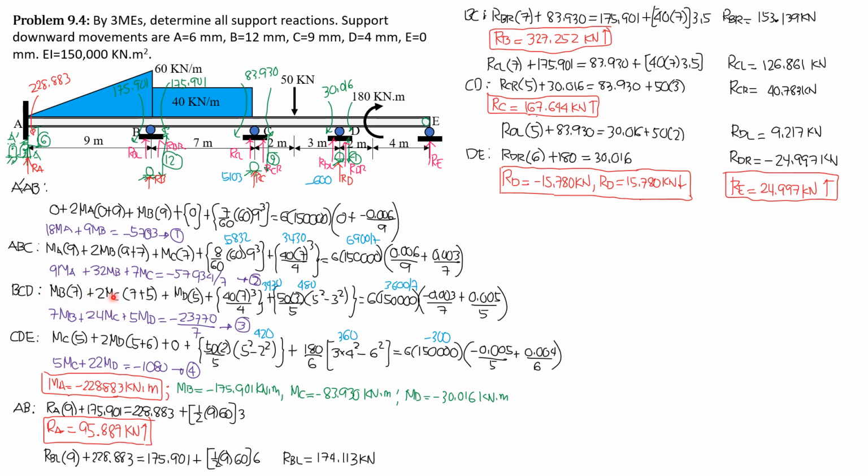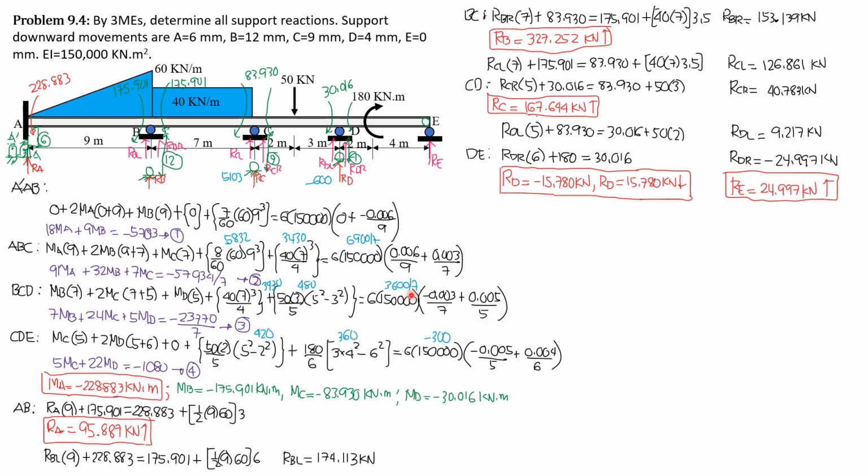Then we write the three moment equations for BCD. Moment at B times 7 plus 2 times MC times (7 plus 5) plus moment at D times 5 plus WL cubed over 4, plus 6 area 1A over L1, 47 cubed over 4, then PB over L, quantity L squared minus B squared, so 50 times B, 3 over L, 5, quantity 5 squared minus 3 squared, equals 6 EI. Reference is C, so B is below C by 3 mm, so it is negative 0.003 over 7. D is above C by 5 mm, so plus 0.005 over 5.